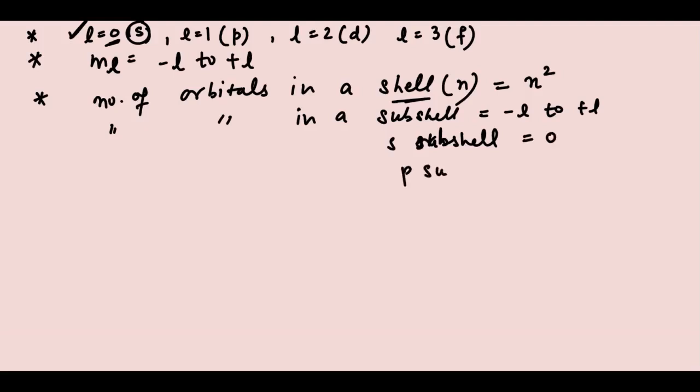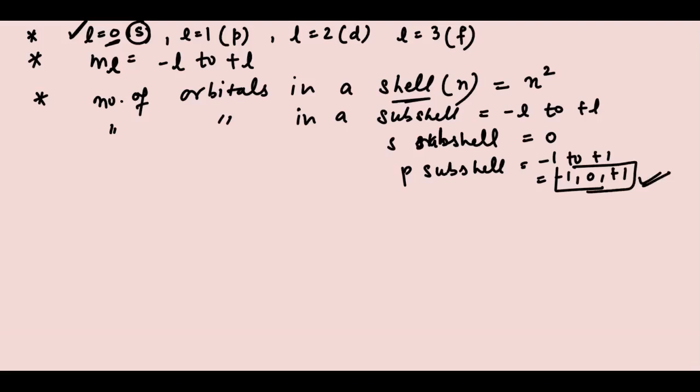For the p subshell, the value of L is 1. That means minus 1 to plus 1. I will write minus 1 to plus 1. Now how many values will I be getting? Minus 1, 0 and plus 1. That means in total I will be having 3 orbitals. In the p subshell, I will be having 3 orbitals.